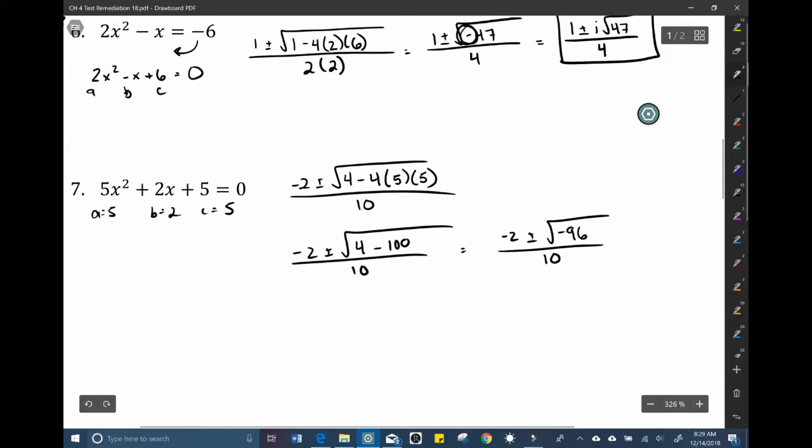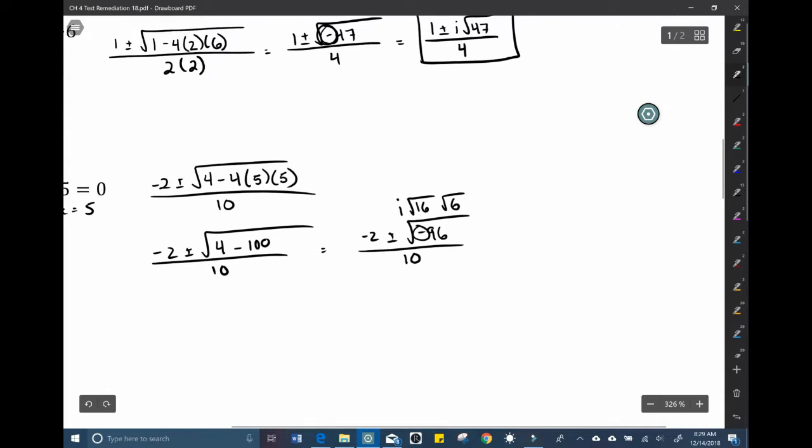If you see an even number, most likely it's going to be divisible by something, at least 2. Let's try some other perfect squares. Let's see, is negative 96 divisible by 4? It sure is. Negative 24. Is it divisible by anything else? Negative 96 divided by 16. It's also divisible by 16. So square root of 16 and square root of 6. The negative tells me i.